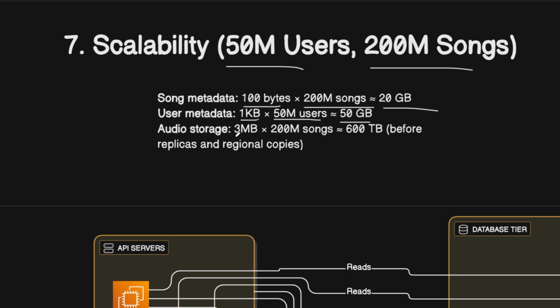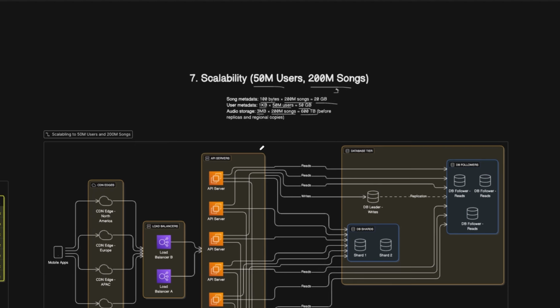But for audio storage, you can see we estimated 3 megabytes per audio file. And if we multiply that by the amount of songs, which is now 200 million, let's say, it will be equal to something like 600 terabytes. And this is not even including the replicas, the regional copies, or the multi-file uploads by artists. So in reality, this will be like 2 or 3 times more. So let's see how our scale phase might look like.